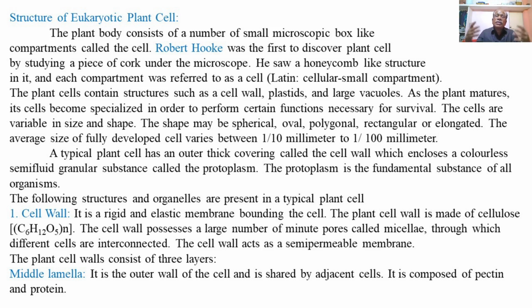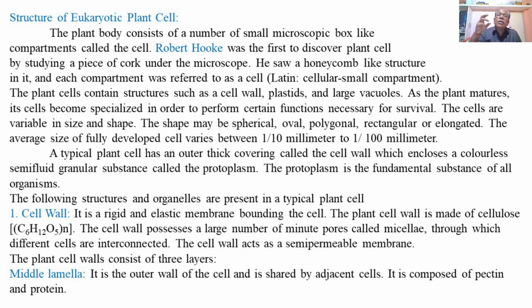So, the cell wall acts as a semi-permeable membrane between the adjacent cells or adjacent plant tissues, interconnecting the different cells by means of micelle or the pores present in the cell wall, that is the outermost covering membrane of the plant cells, which is composed mainly of cellulose, and having 3 layers.